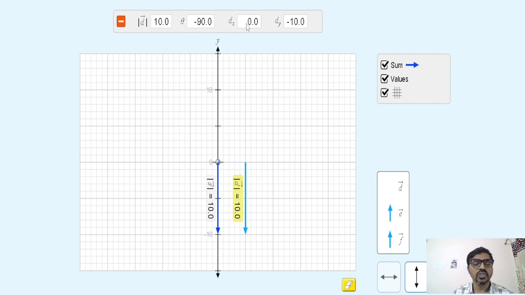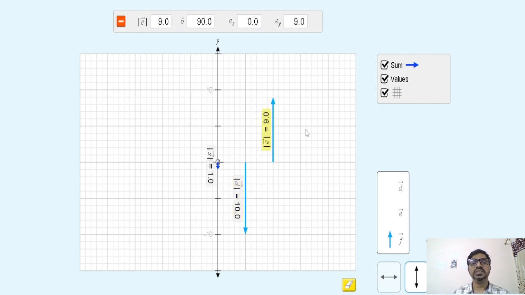And again, dx is 0 because it has no influence along x-axis. dy is minus 10 because it is directed along negative y. But the magnitude is 10 only. Remember, magnitude can never be negative. It's just the size of the vector we are talking about. The component of the vector along y-axis is negative because it's along negative y direction. That we can understand. So same way we can take another vector e bar.